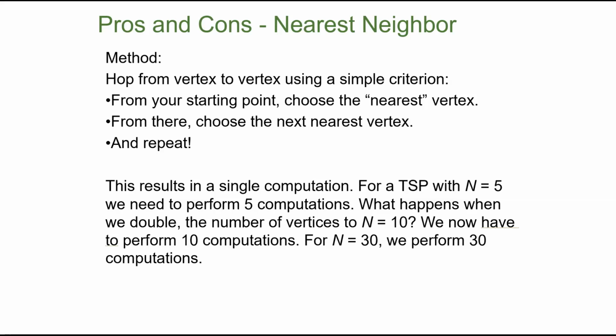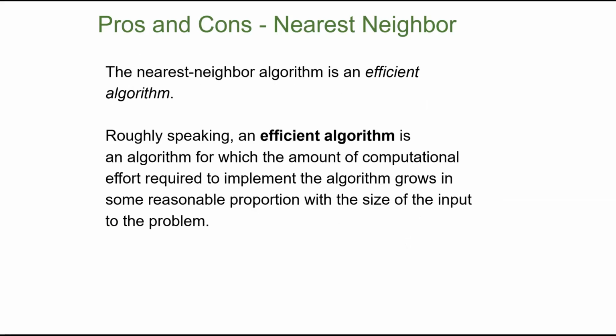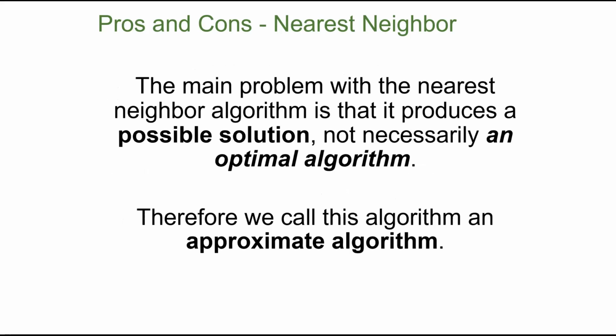So the pros and cons of the nearest neighbor. The idea is you're going to hop from vertex to vertex using just the simple rule from the starting point. What's the nearest vertex? And from there, choose the next nearest vertex and repeat. Now, we do want to pick the nearest one, that's the least cost. So that's really pretty much it. It's an efficient algorithm because it doesn't take much time, but it's not going to guarantee the best optimal tour because we're not going through every option. We're just looking at a small subset. So it's an approximate algorithm.